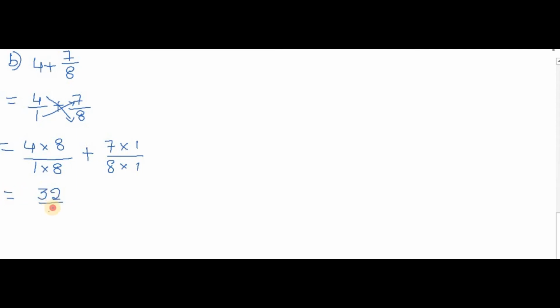So 4 8s are 32, 1 8s are 8, plus 7 1s are 7, 8 1s are 8. And here we are going to add only numerators, that is 32 plus 7, denominator is 8. 32 plus 7 is 39, denominator 8. And as we all know that it is an improper fraction, so we can go for division. And when compared to 8 and 3, 3 is smaller one, so I need my dividend should be bigger. That is the reason I'll consider 2 digits.